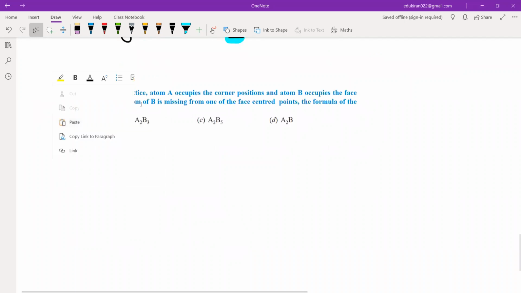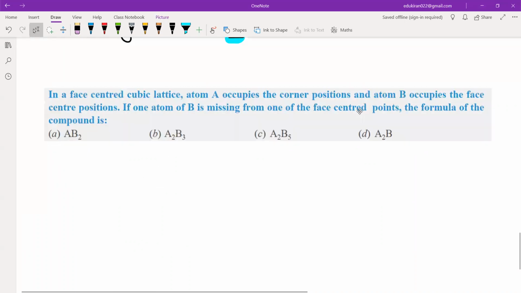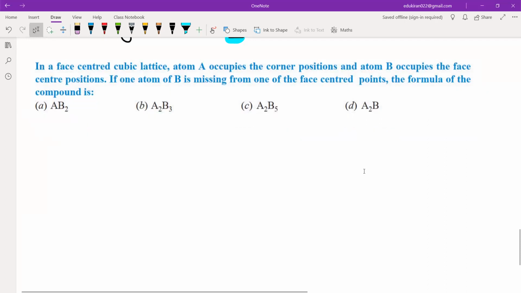So raise your hand now. Guys, what happened? Okay. Now please look at this question. Don't write anything. In a face-centered cubic lattice, atom A occupies the corner position. Okay. So first of all, you will write A, and then you will mark it corner.